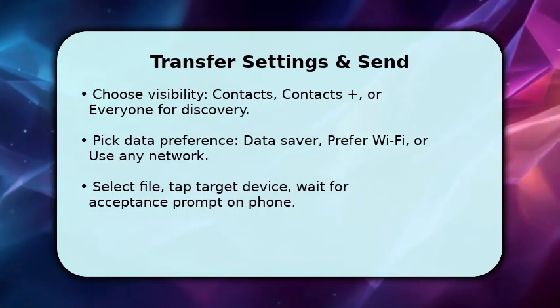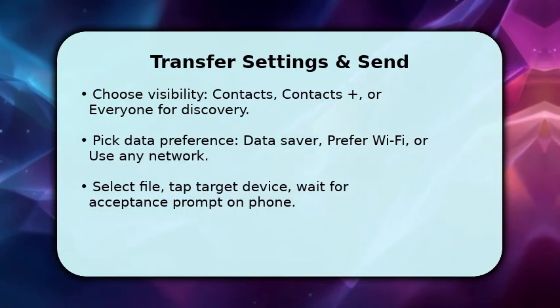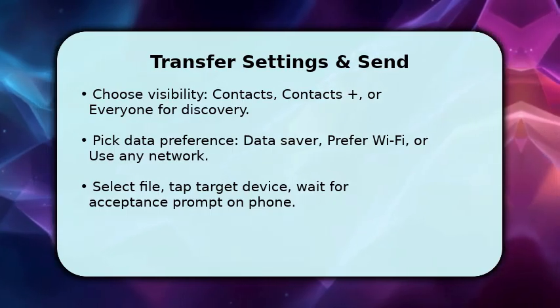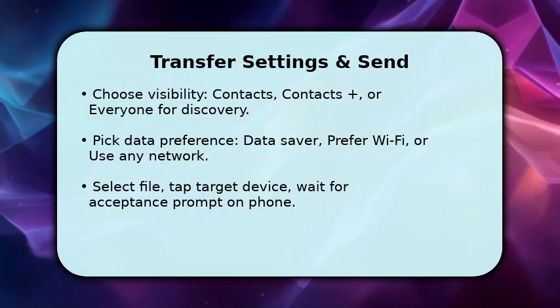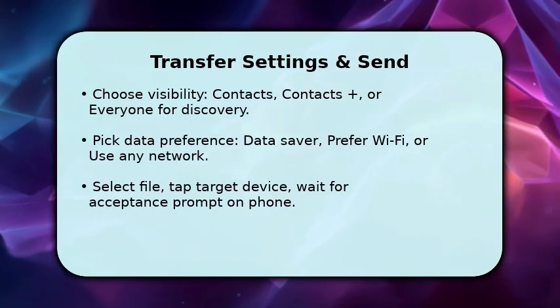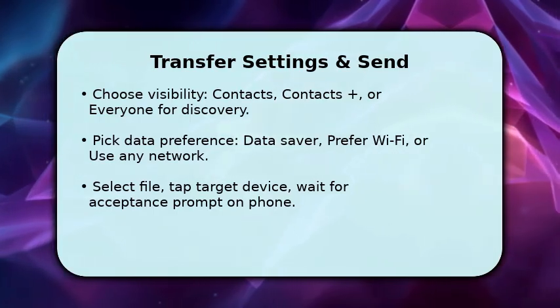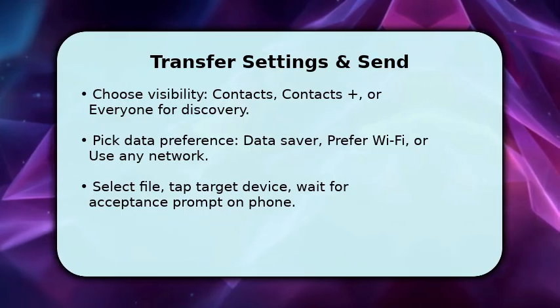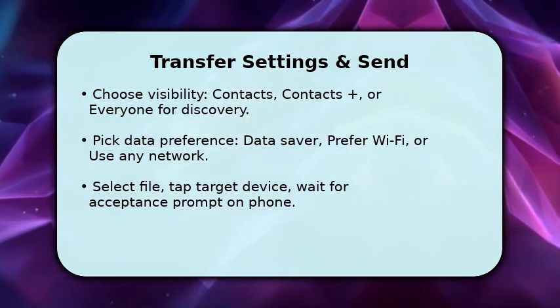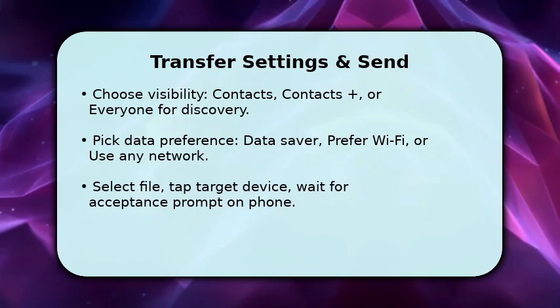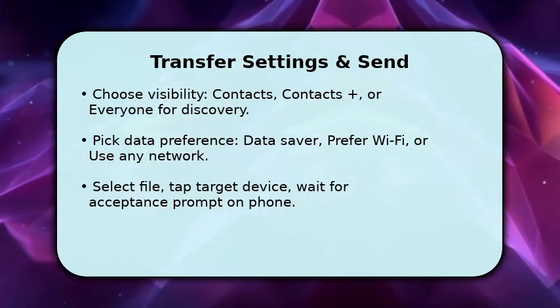Choose contacts or everyone depending on privacy, and pick a data preference: data saver for smaller transfers or prefer Wi-Fi for speed and quality. Now select the file on your laptop and initiate Nearby Share. The phone will get a prompt asking to accept. You should explain to the receiver why the transfer is coming through, then they accept.